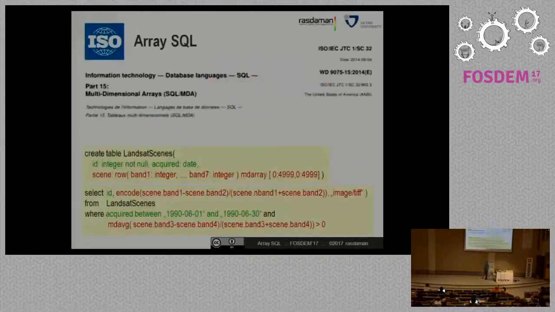So the standard in a nutshell is going to look like this. It will be part 15 of SQL, and it adds capabilities that a column in a table can hold arrays, can hold very large arrays. We know that already from blobs, but they are just byte strings. Now we talk about something that has a structure inherent.